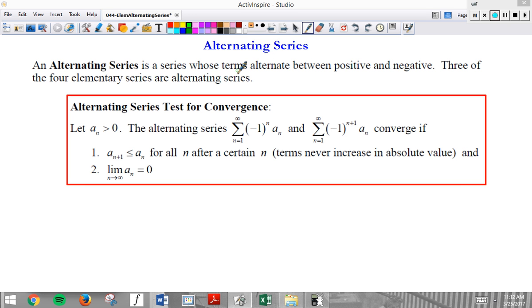An alternating series is a series whose terms alternate between positive and negative. I think I've been mentioning alternating series for a long time now. So basically we have a plus term, a minus term, a plus term, a minus term, or minus, plus, minus, plus. Okay? Now, these are the same. They're both alternating. You would see one of those two patterns.